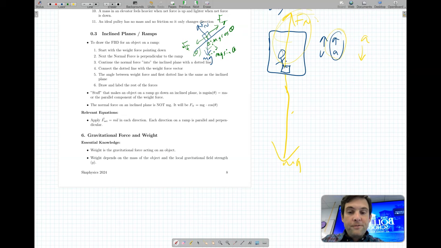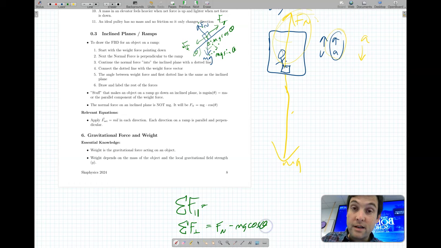Now that we have all of our forces drawn and labeled, we can do our net force equation, but we have to do it twice. Just like we would do if we had x and y, we're going to have parallel and perpendicular. In the perpendicular direction, Fn and mg cosine theta cancel each other out. So we can say Fn minus mg cosine theta equals 0. So Fn equals mg cosine theta.